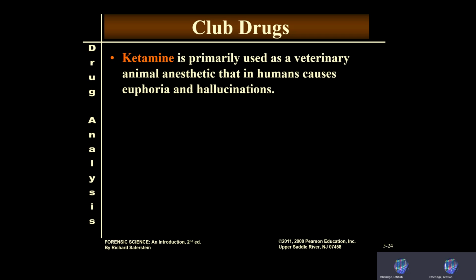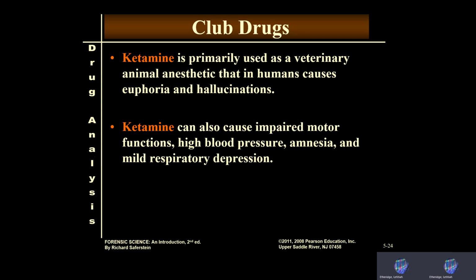Okay, when we talk about ketamine, like I was saying before, it's primarily used by veterinarians. It's usually an animal anesthetic, but humans do abuse it, and it causes euphoria, which is basically happiness, and hallucinations. Ketamine can also impair motor functions. It can give you high blood pressure. You can get amnesia. And I've heard of people having blocks of amnesia that last up to months, where they lose a month of time. And you can also have a mild respiratory depression, meaning that you're having issues breathing.